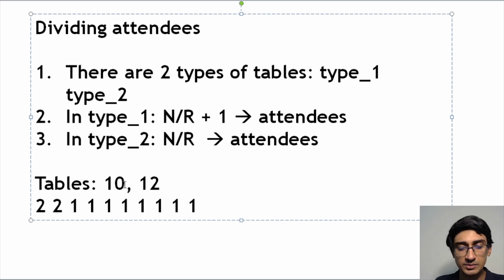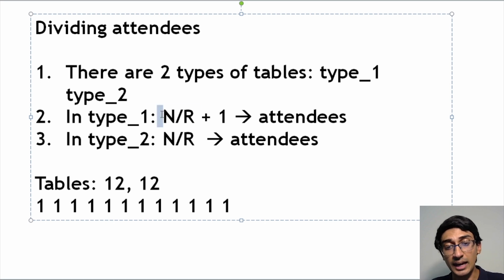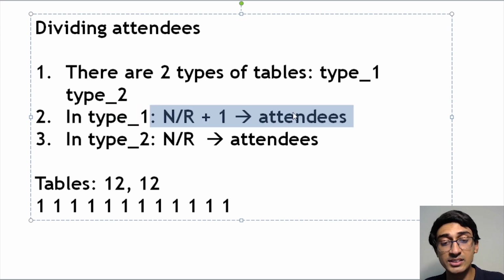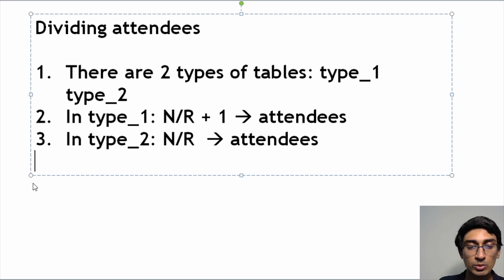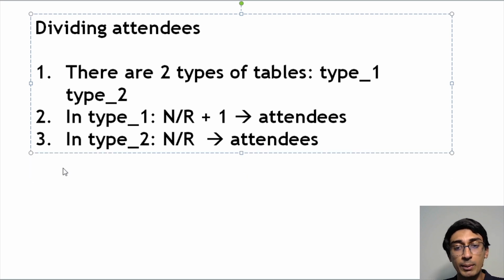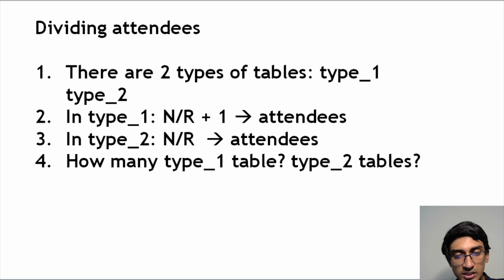Obviously there will be one case where you won't get this, where there are 12 tables, right? So in this case, the type 1 tables, if they existed, would have been this, but none of the type 1 tables will exist, okay? So there are two types of tables, type 1 and type 2. In type 1, there will be n by r plus 1 attendees. In type 2, there will be only n by r attendees present over there, okay? So this is the first thing, get this in your head and understand this one.